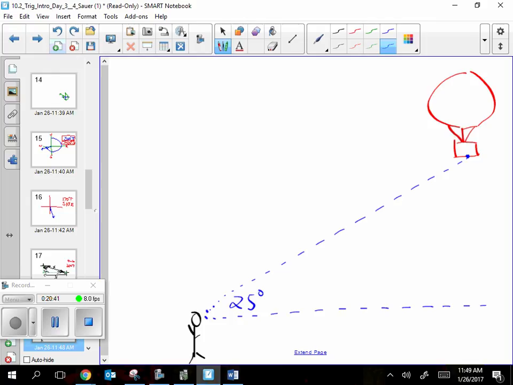Here's why. Say somebody is in the basket and they're looking down. Do you get, there's actually two triangles you could draw for this. If the person in the basket is looking down, here's normal for the person in the basket.